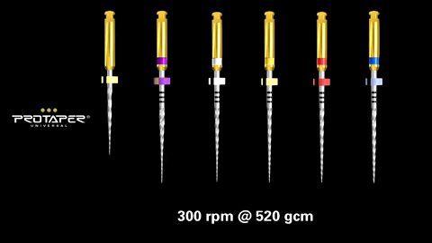I want to point this out because there's a lot of disagreement on this, but if you look at the peer-reviewed journals, there are plenty of scientific articles that show that progressively tapered files should be run at high torque. It is dangerous to change the torque from one ProTaper instrument to the next. In fact, if you want to increase your breakage, change your torque. So maximum torque for all ProTaper files ensures maximum safety.